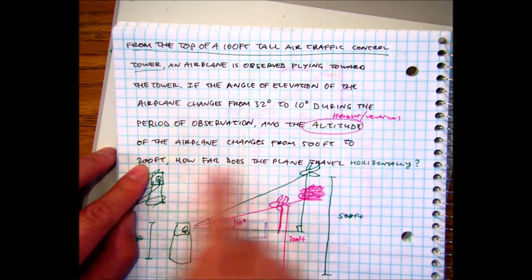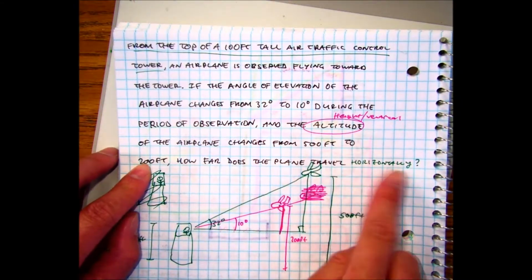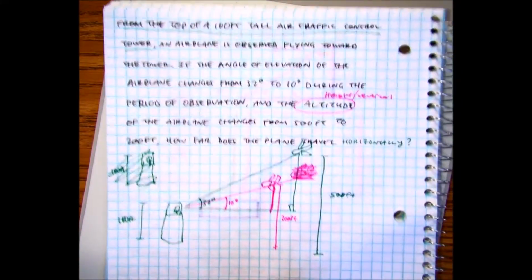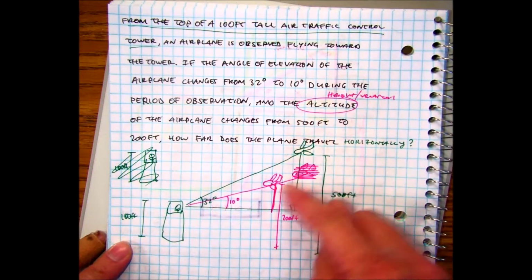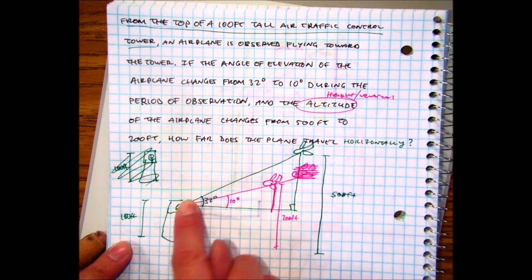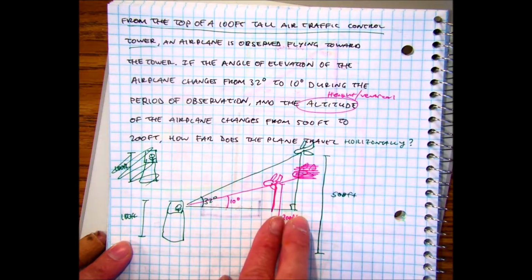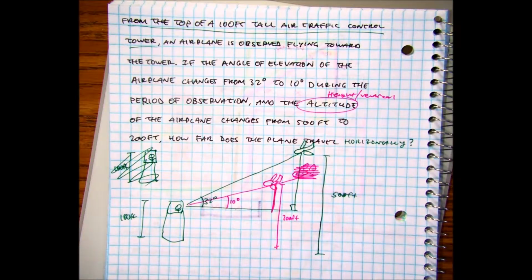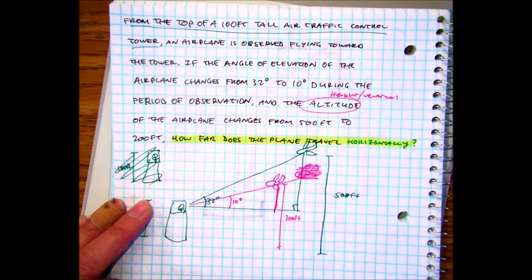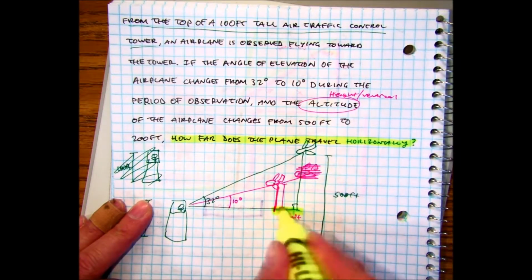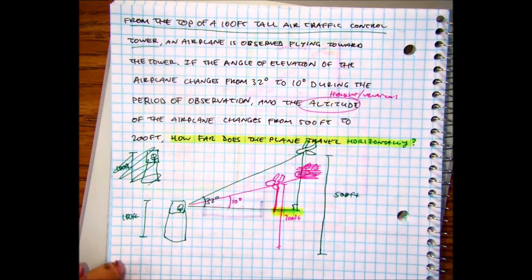How far does a plane travel horizontally? I added that word horizontally because you could argue, well, are you talking about this distance, that distance, this distance, and so we just want to know that horizontal distance. So how far does the plane travel horizontally? It's here, and I'll call that X.